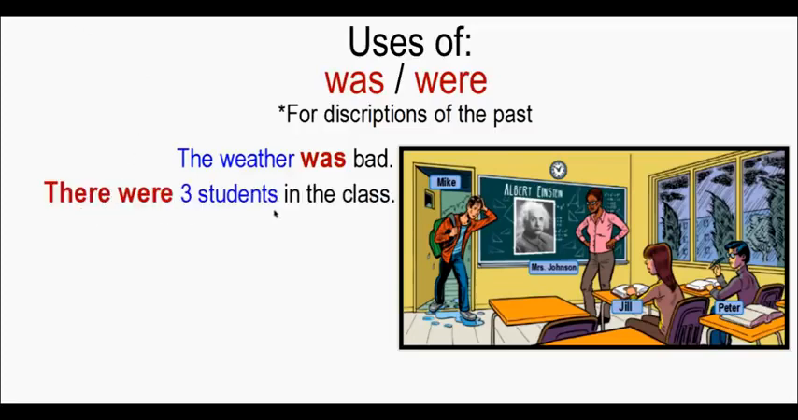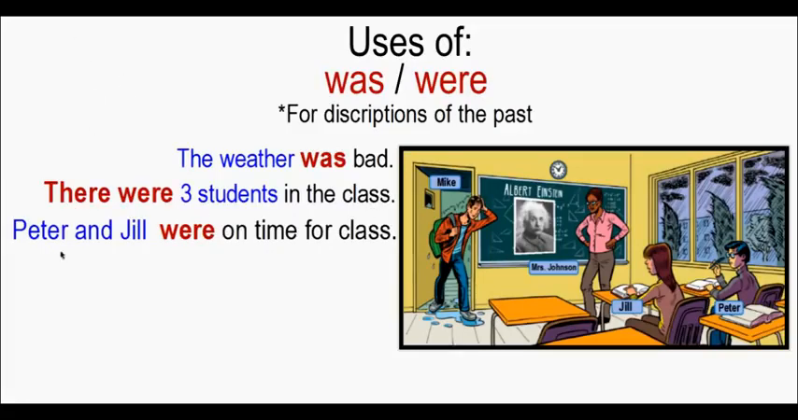There were 3 students in the class. Again, a description of the quantity of students in the class. There were 3 students in the class. Peter and Jill were on time for class. Again, it's a description of Jill and Peter. Mrs. Johnson was mad. Again, a description of the feelings or emotions of Mrs. Johnson.